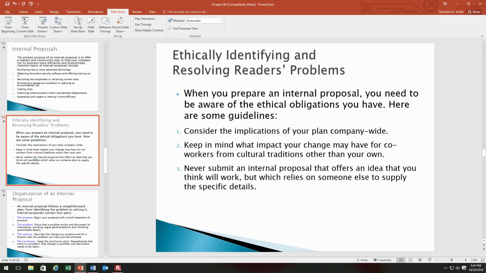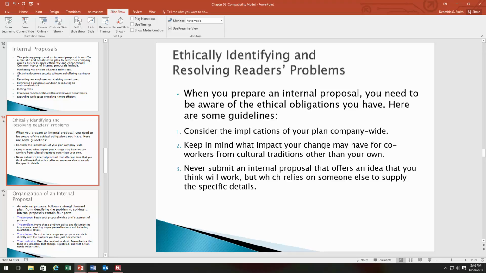And so ethically identifying and resolving readers' problems. So when you prepare an internal proposal, and again, this is the one at the job, between coworkers, you need to be aware of the ethical obligations you have. And here are some guidelines to consider. You want to think about the implications of your plan company-wide. So you may have this great idea and you may be ready to submit this proposal, but you have to think about how it will impact different members of your organization company-wide, especially if you're in a place of authority at the company.